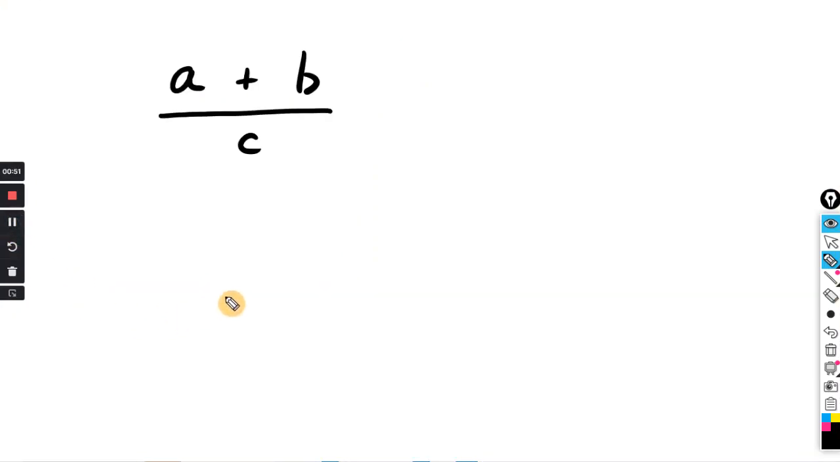All right, one thing you want to remember, if you have numbers that are added or subtracted in the numerator and they are over a common denominator, you have to remember that each of these terms is divided by this denominator. Okay, so here a plus b over c is going to be the same as a over c plus b over c.